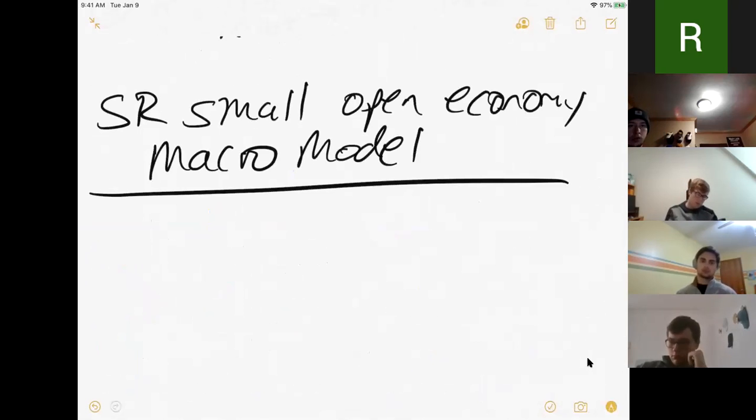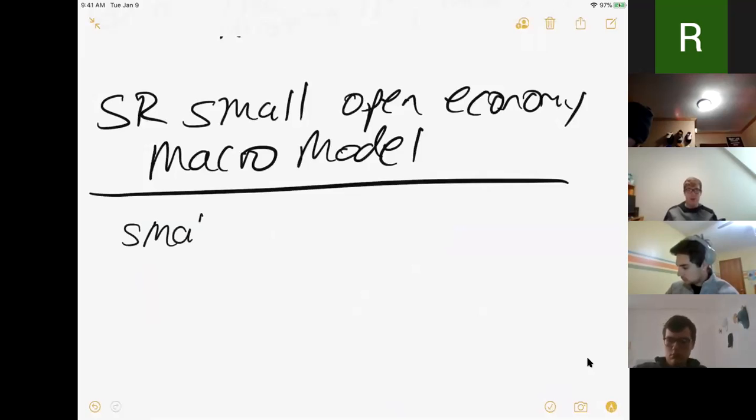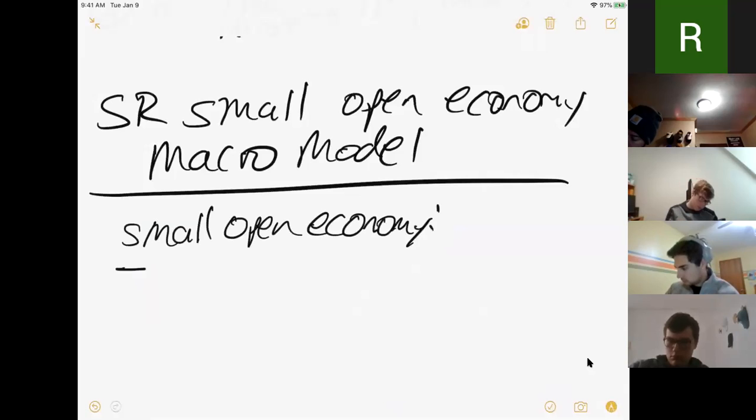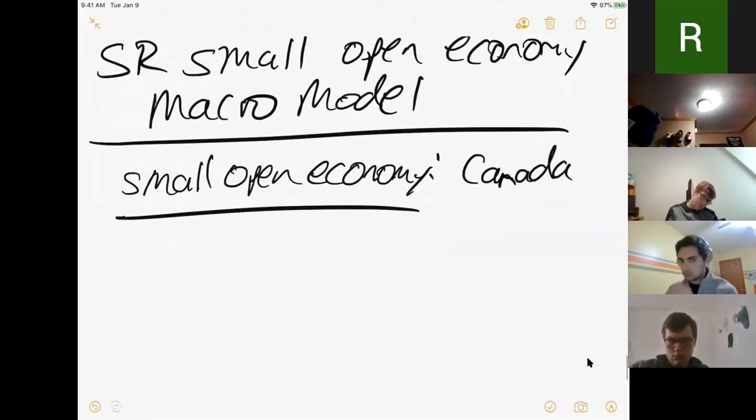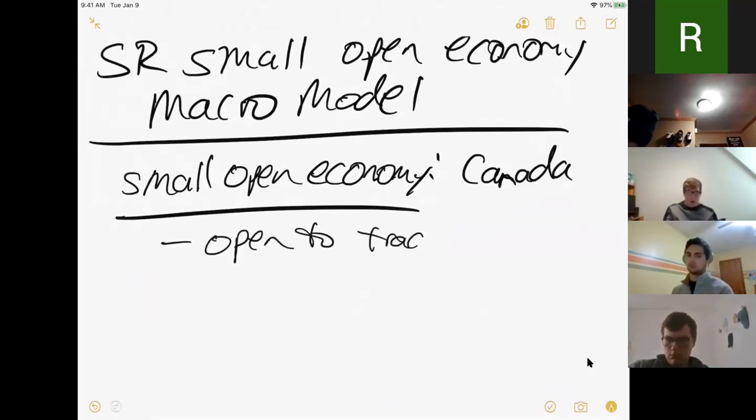Okay, so let's develop a version of our short-run macro model, and I want to focus here specifically on a small open economy. So let's not think about the US for a moment. Let's think about a small open economy. What would be a good example of a small open economy? Canada. Canada would be a good example of a small open economy. Open to trade, but here is the key.